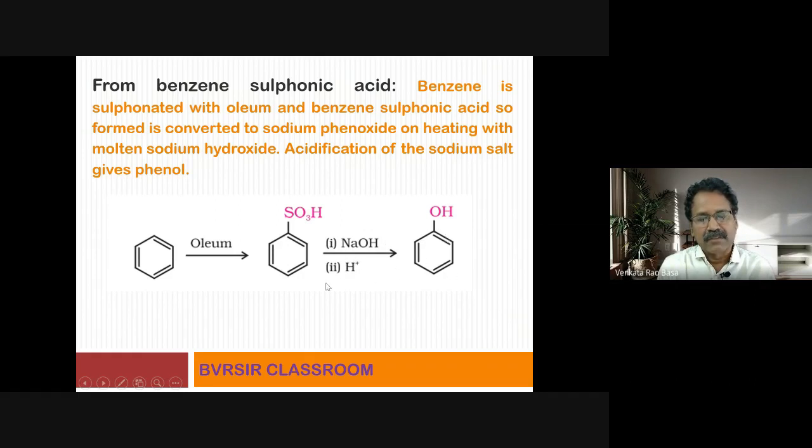So this is another method for the preparation of phenol. From benzene sulfonic acid: benzene is sulfonated with oleum and benzene sulfonic acid is obtained. It is then converted to sodium phenoxide on heating with molten sodium hydroxide. Acidification of the sodium salt gives phenol. So these are the steps involved in the preparation of phenol from benzene sulfonic acid.